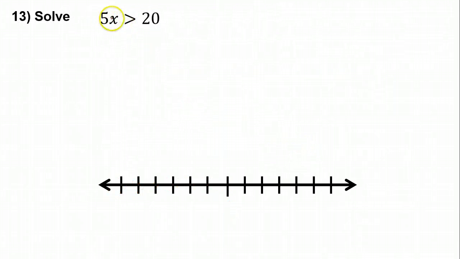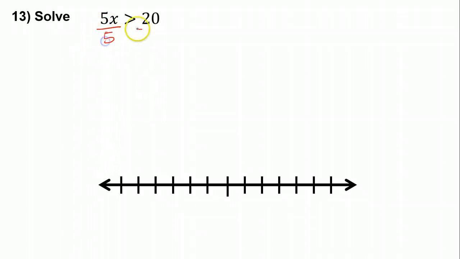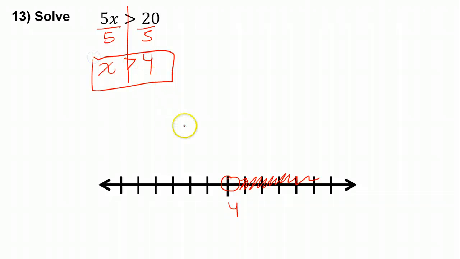Try this one. Right now I'm multiplying by 5. What's the opposite of multiplying? Dividing, right? Divide by 5. 5 goes into 24 times. If you want to graph it, you can. You just have to solve for number 13.